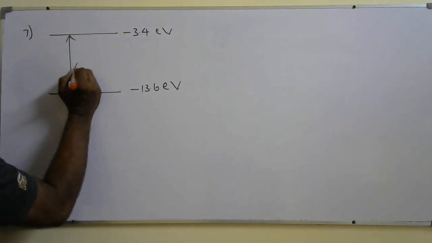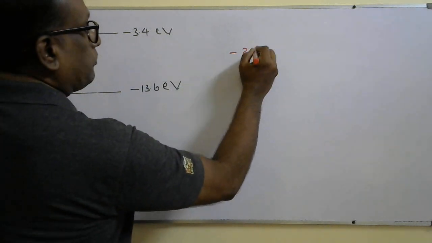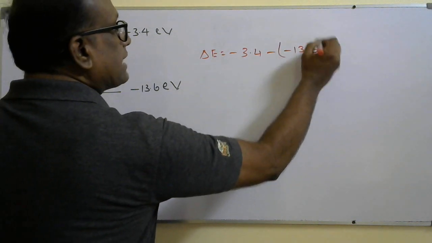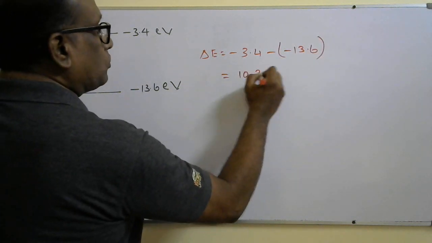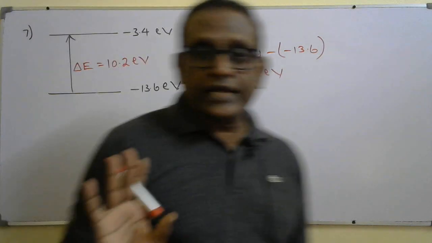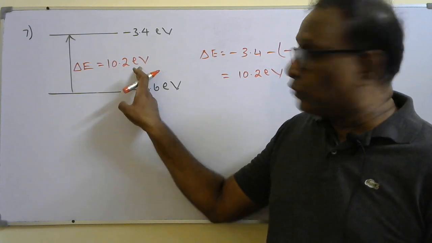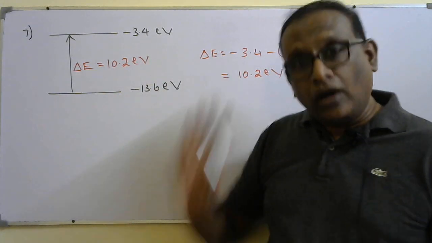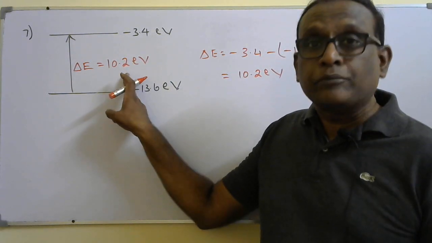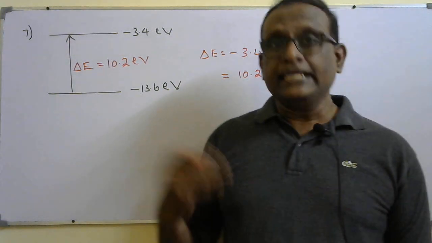The difference of the energy level, delta E, will be equal to minus 3.4 minus 13.6 electron volt. That will be equal to 10.2 electron volt. So that's the difference of the energy level. So if a photon wants to excite an electron from this state to this state, its energy must be exactly 10.2. It cannot be lower than 10.2, and at the same time, it cannot be greater than 10.2. A photon with an energy of 10.6 or 10.7 cannot excite the electron because a photon never shares its energy with matter.